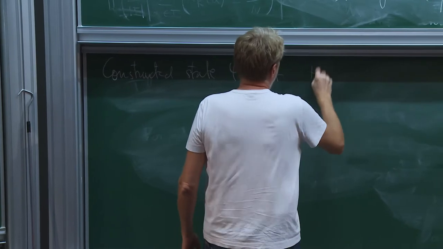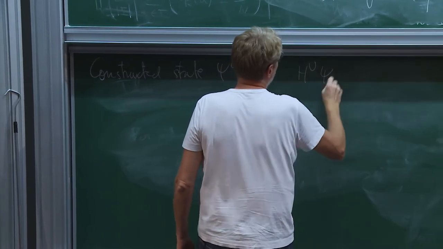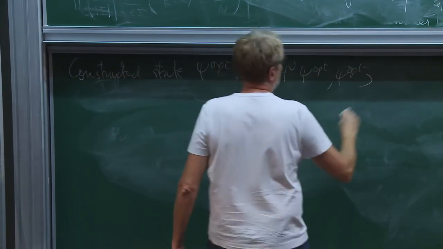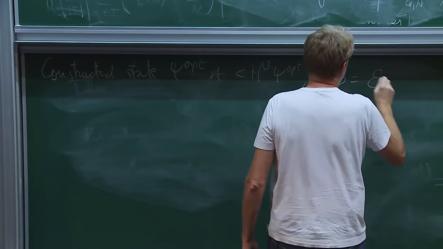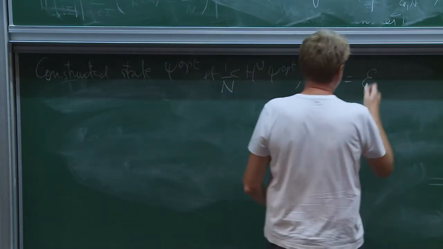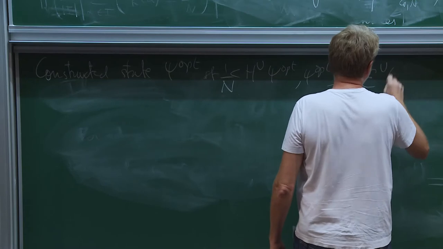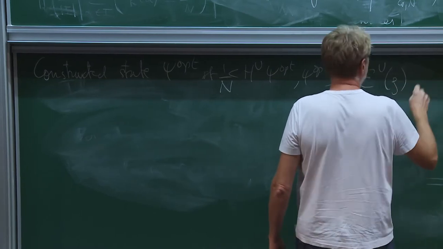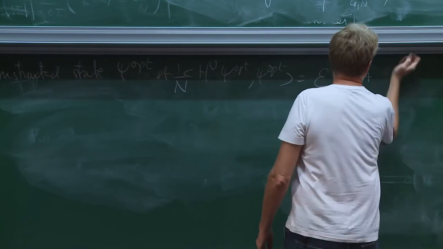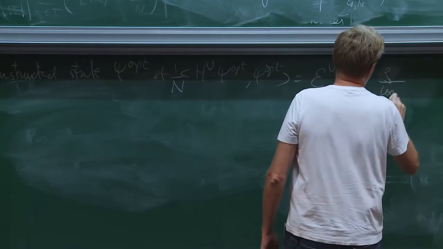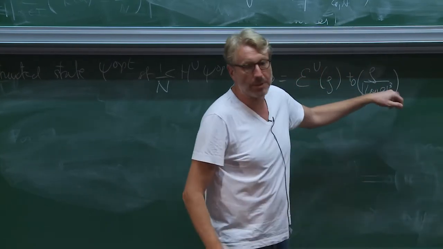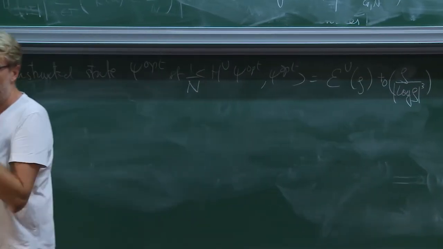If you apply the operator HU to psi opt, the quadratic form is exactly of the right size. So you take the energy per particle for this state. This is exactly equal to EU of rho, plus a remainder rho divided by log rho cubed, little o. This little o is to be understood when rho goes to zero.